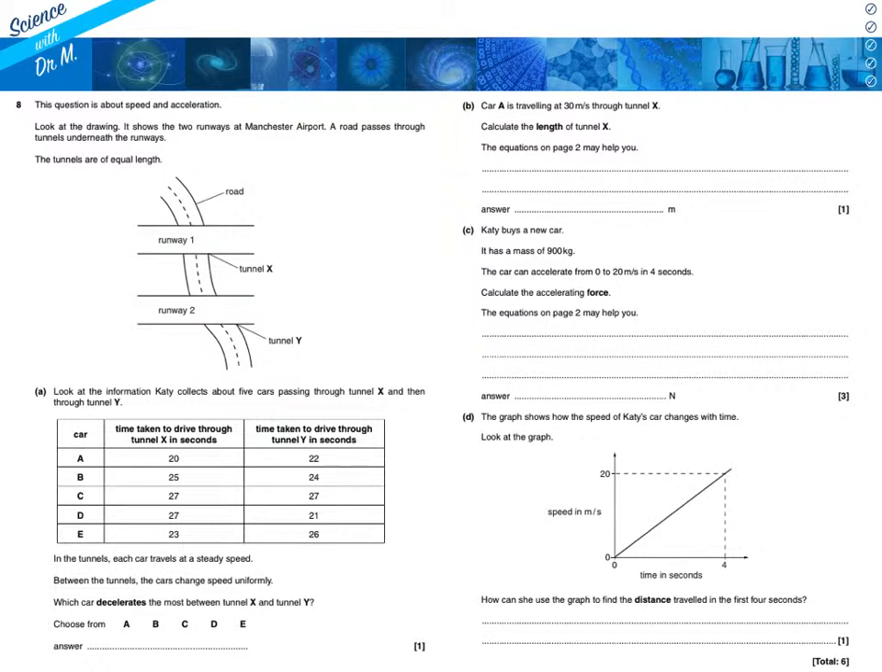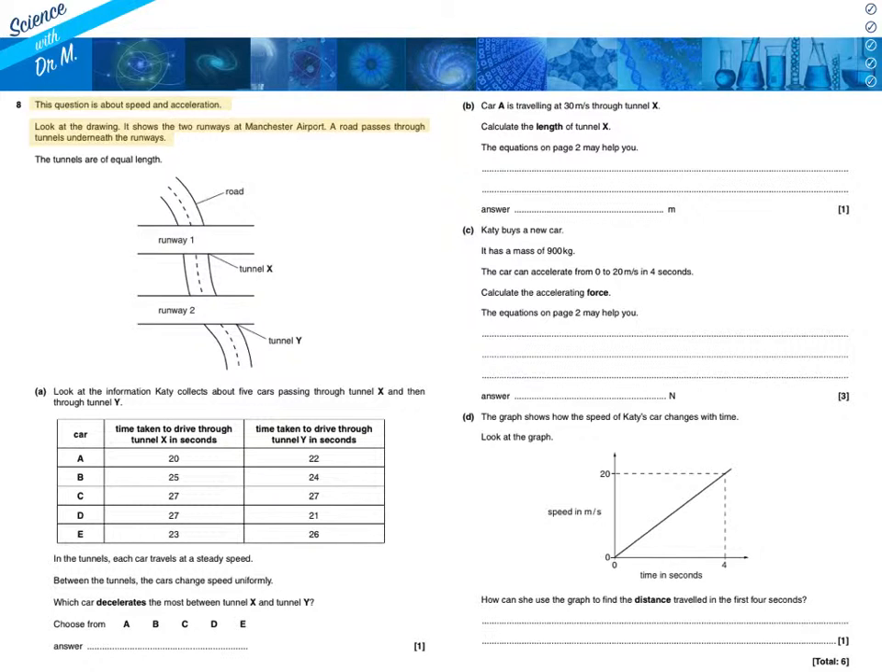This is a question from P3 Additional Science. Okay, so this question is about speed and acceleration. Look at the diagram. It shows the two runways at Manchester Airport. A road passes through tunnels underneath the runways.